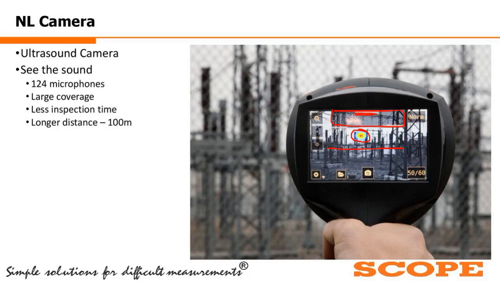Also, this ultrasound camera not only can be used for partial discharge or corona discharge, it can be used even for other sorts of leakages, any type of gas leakage or high pressure water leakage. Wherever there is a leakage generating some sound, it will be able to capture that.